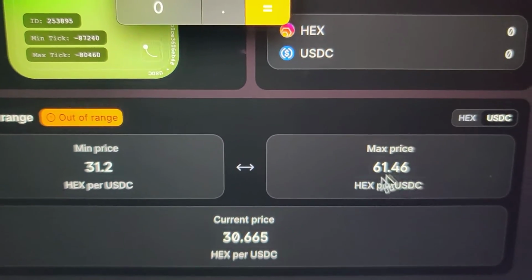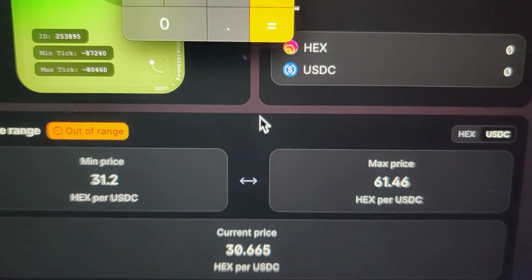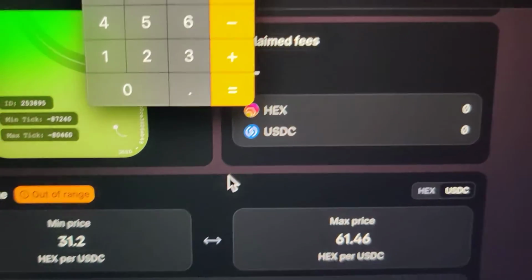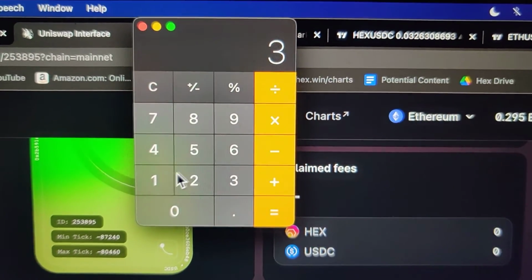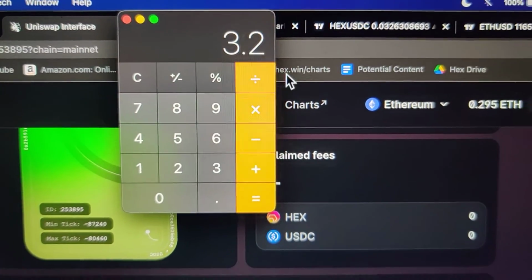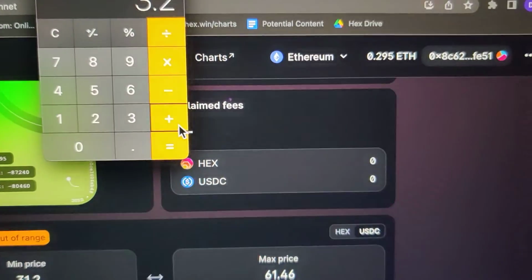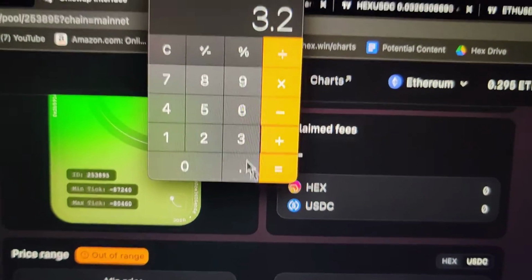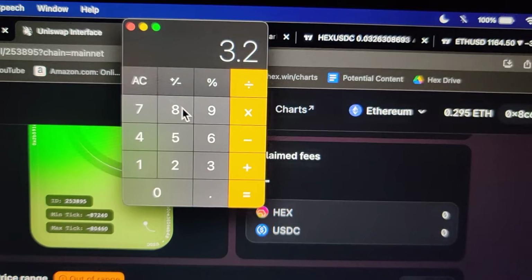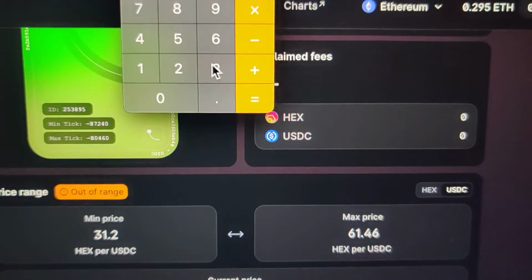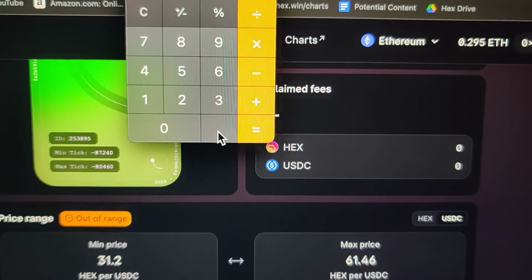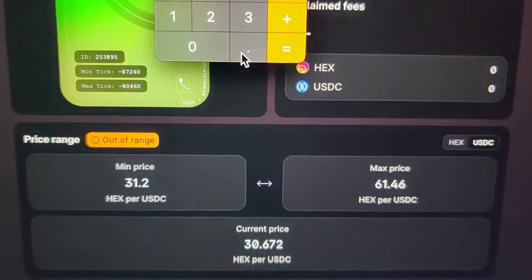So I'll be at an average price of, add those two together, 31.2 plus, sorry, you can skip this if you want. This is such bad video quality.